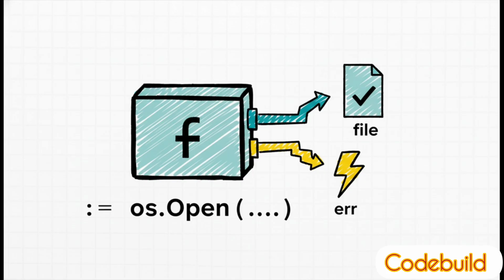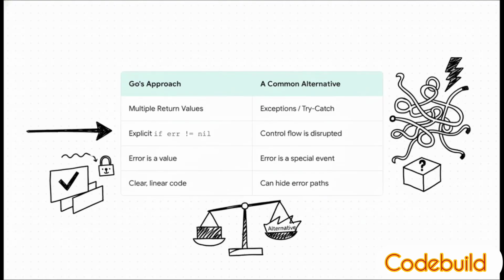You see, the creators of Go were tired of how messy error handling was in other languages. So instead of throwing some exception that totally messes up your program's flow, Go functions just return an error as a normal value. It's right there in your face. You can't ignore it. And this slide really gets to the heart of the philosophy difference, right?